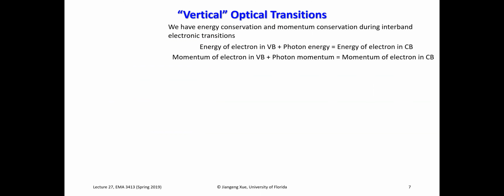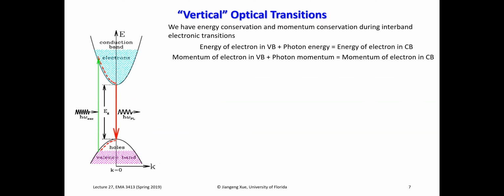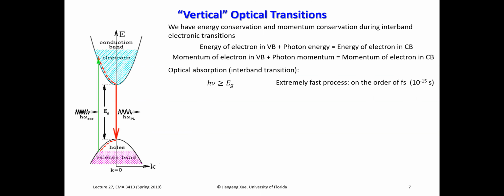Now, why do we call this a vertical transition? Because we do have energy conservation and also momentum conservation in these transitions. And the energy conservation gives you the photon energy requirement. Minimum will be the band gap, and this is an extremely fast process.